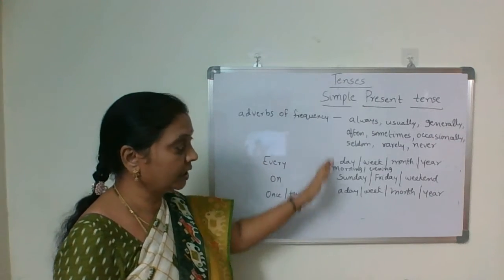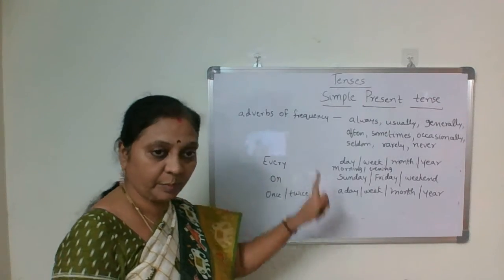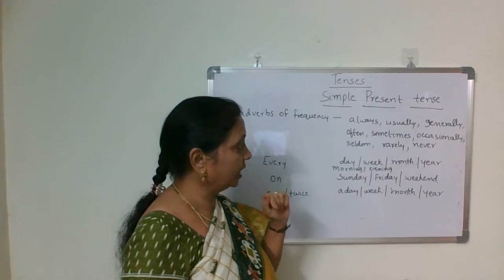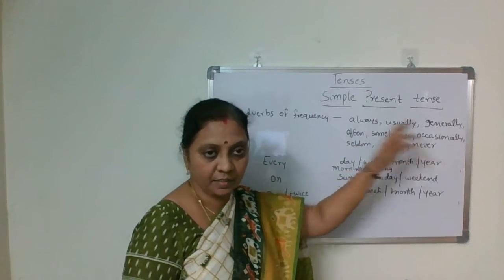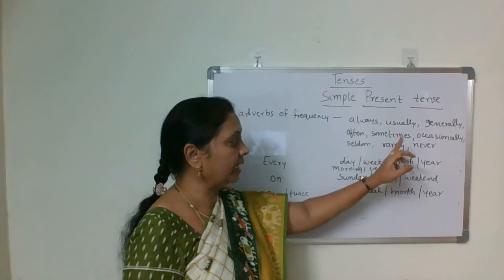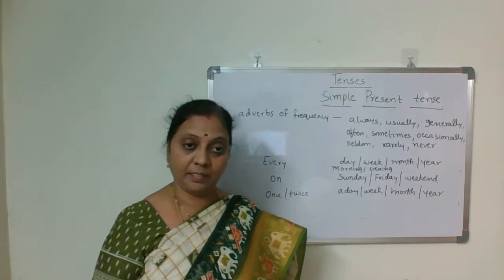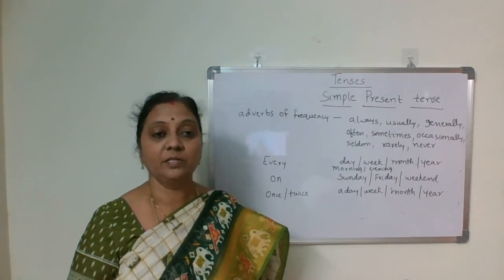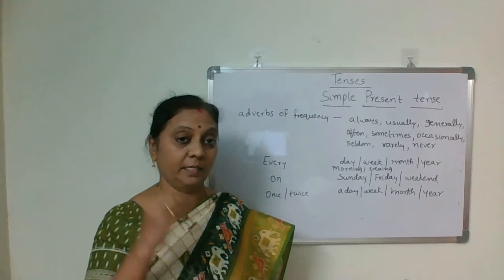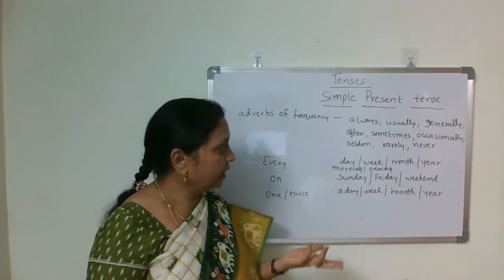So these are the list of words. You have to remember this list of words which we use in simple present tense only: always, usually, generally, often, sometimes, occasionally, seldom, rarely, never. These are adverbs of frequency. Okay. I occasionally wear silk sarees. Whenever there are occasions, at that time only, I wear silk sarees occasionally. Okay, it's not regularly also.